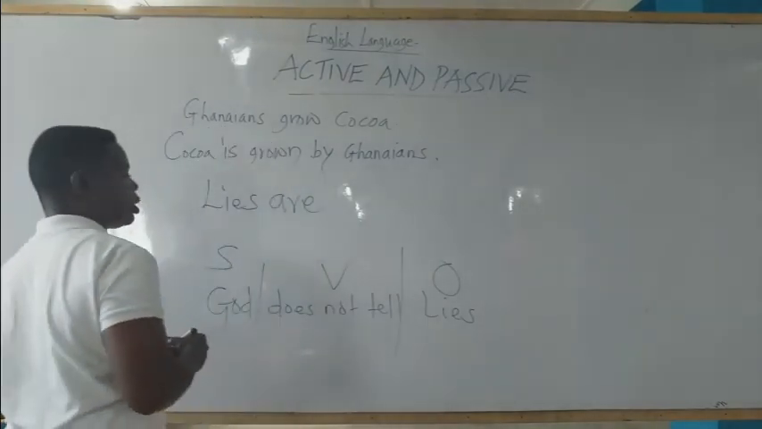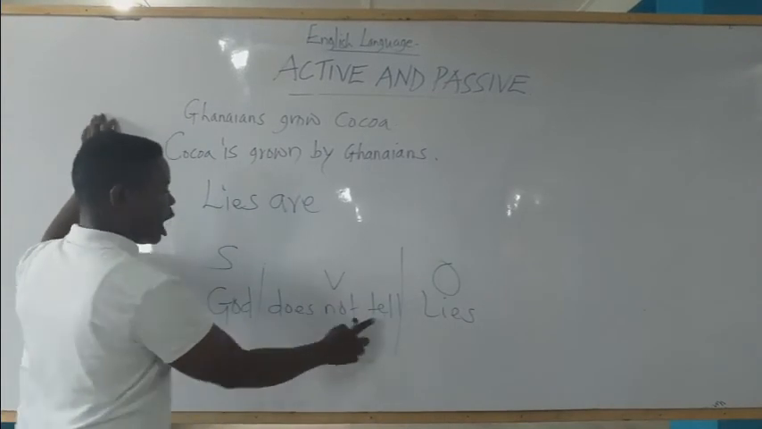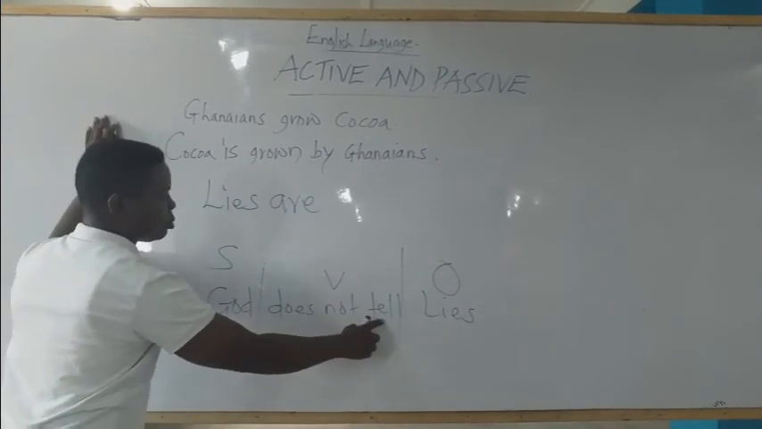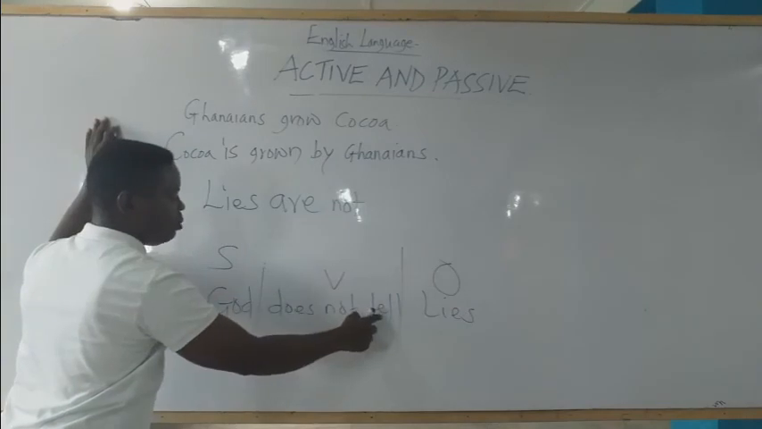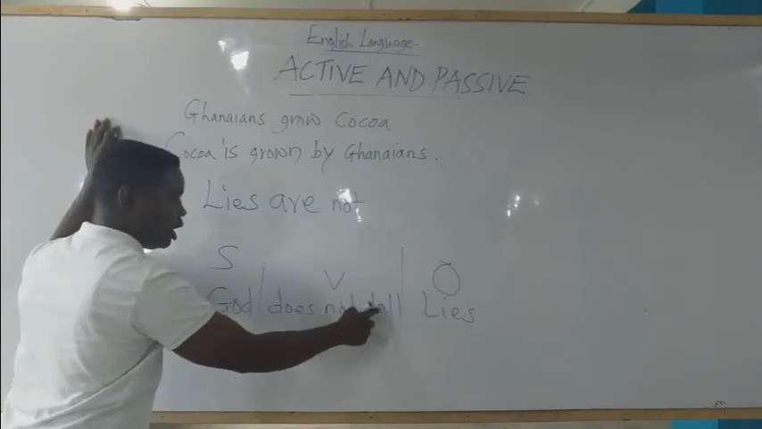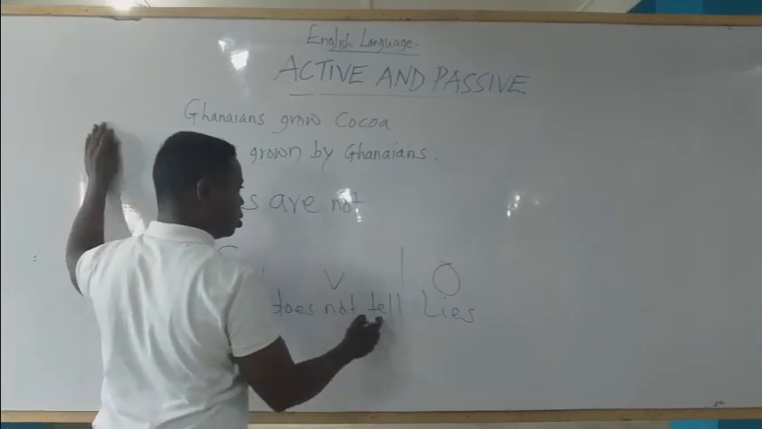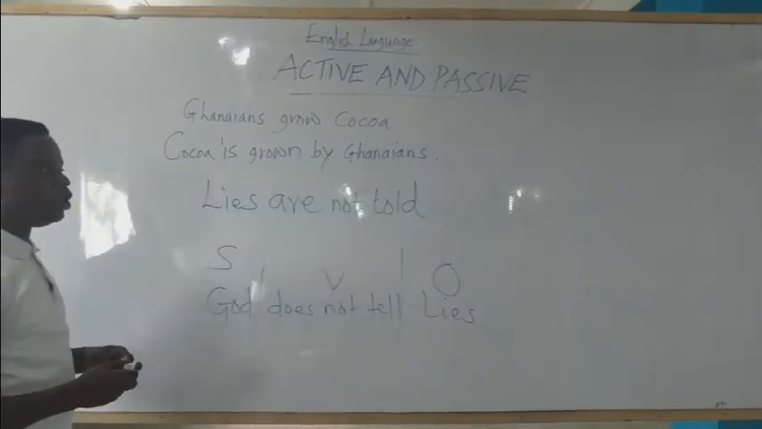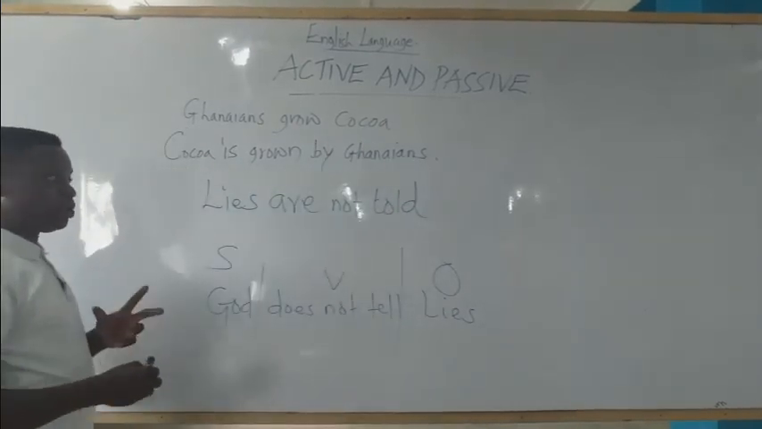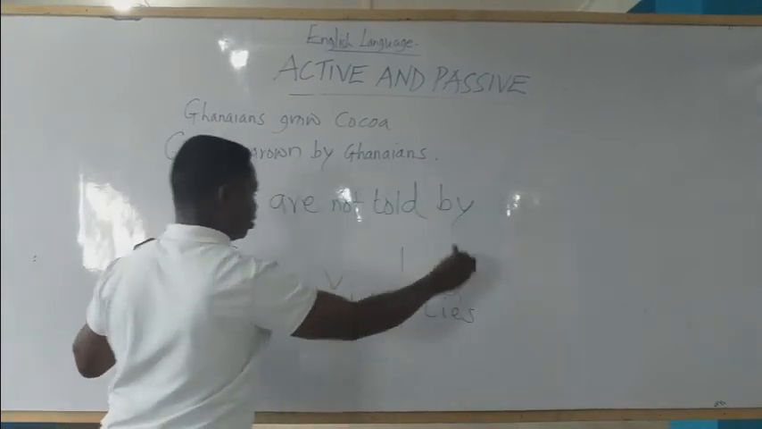Then, next, I will repeat the main verb, which is tell, in perfect form. The perfect tense of tell is told. That's step 3. Step 4, add the preposition "by" to it.